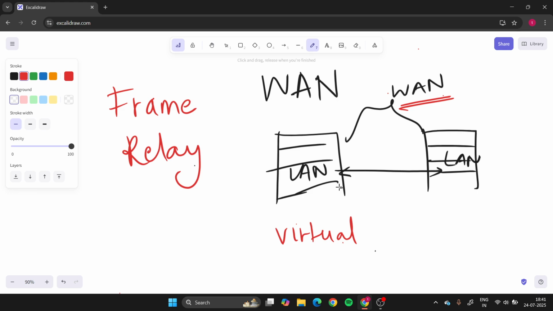Okay, and it's like a packet switching technology used for connecting LANs and WANs, and it provides a simple way to transmit data frames over a shared network. So this is what frame relay is, but it is being highly replaced again. This technology is outdated, and it is being replaced by something which is called VPN.